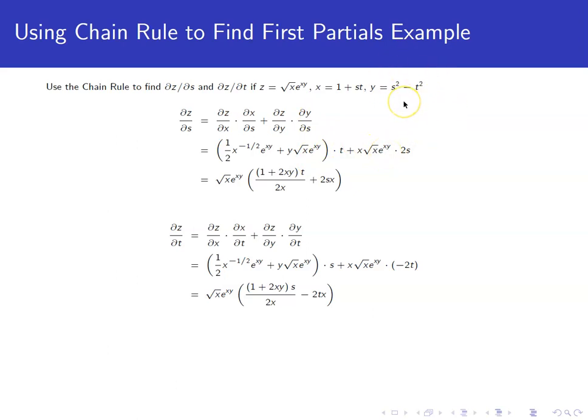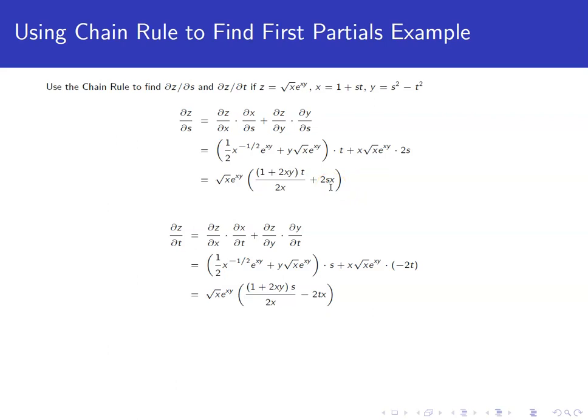We need to multiply by the derivative of y with respect to s. The derivative with respect to s is just 2s. So there's our derivative with respect to s, and we can factor out a root x e to the xy, and do a little bit more simplifying there, and get a 1 plus 2xy times a t, all over 2x, plus 2sx.